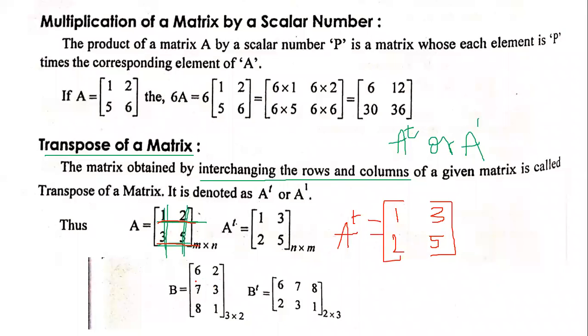Let us see one more example. B is a matrix with 6, 2, 7, 3, 8, 1. Now let us find the transpose of B. The first row here will become the first column, that is 6 and 2. The second row will become the second column, that is 7 and 3. The third row will become the third column, which is 8 and 1. So this is how you find the transpose, where the rows are converted to columns. You're just interchanging the rows and columns. Did you all understand what is the transpose of a matrix? Does anybody have a doubt here?